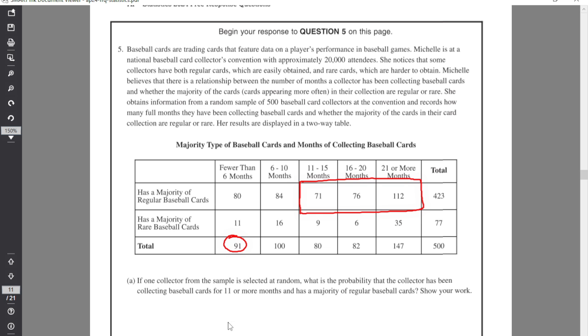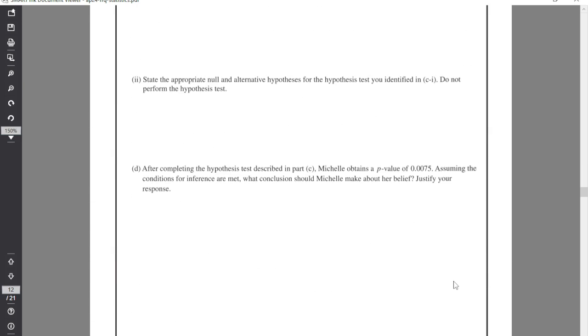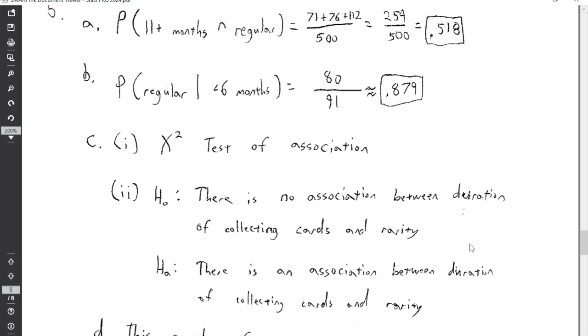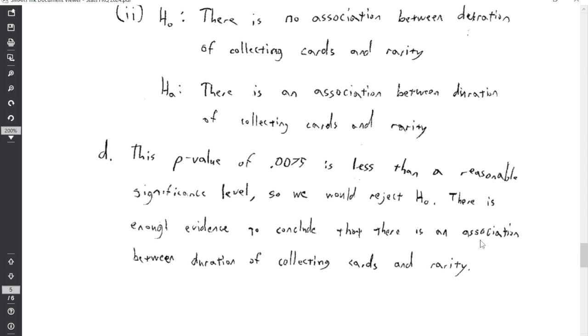And then in part D, they give you a p-value. And we're assuming the conditions are met, which they are, by the way. What conclusion should they make about the belief? Well, with that p-value, we get a chance at writing our rejection sentence. The p-value is less than our significance level. Any reasonable significance level, 0.05 or 0.01. We're going to reject the null hypothesis, which means there is enough evidence of an association between duration and rarity.